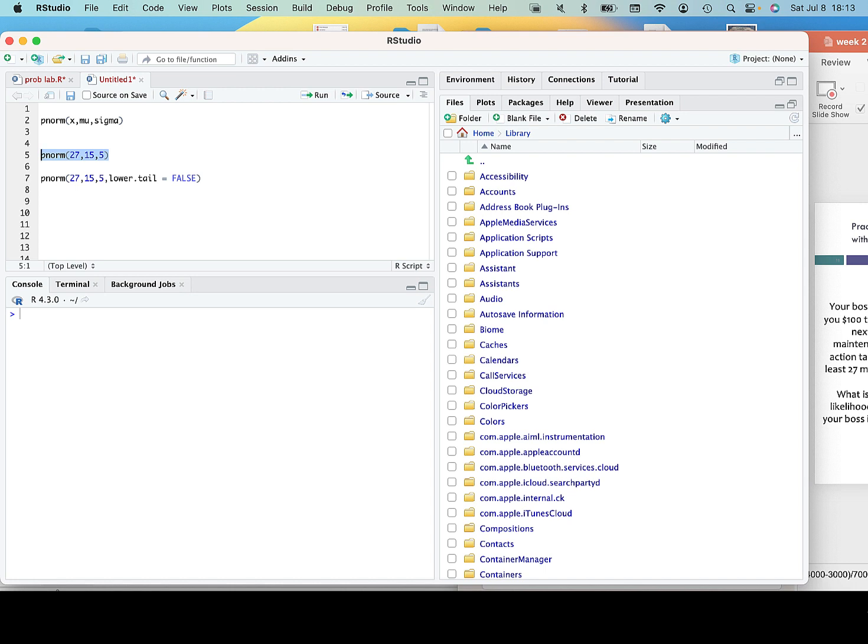This gives 99.18, which is all of the area to the left. Since we want all the area to the right, we could take 1 minus that P normal, or we can let the computer do it by telling it that the lower tail is false, and that will give us what's left over, or 0.008. Slightly less than a 1% chance that the boss is right.